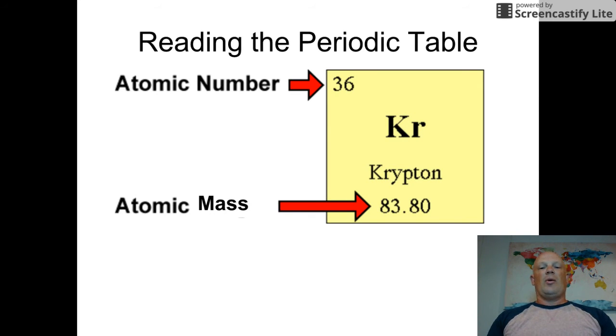So if you want to go ahead and pause this and take a minute and figure out what is 84 minus 36, and that would give you the number of neutrons that krypton has.